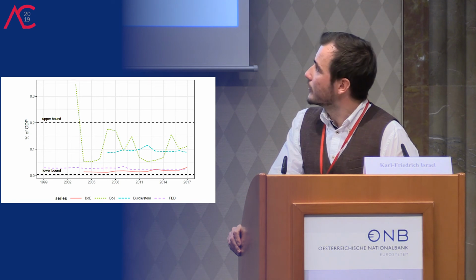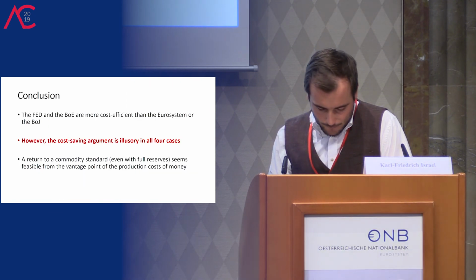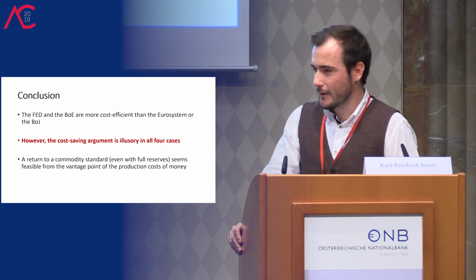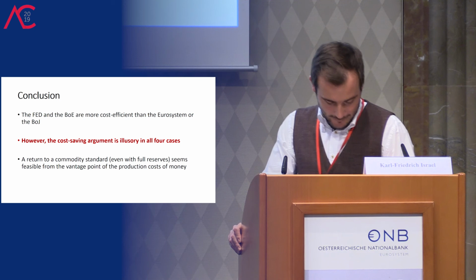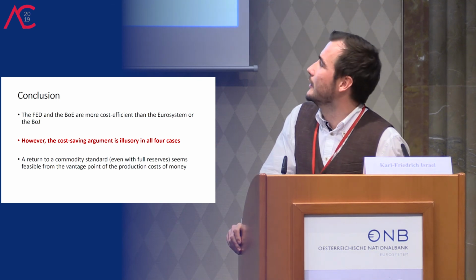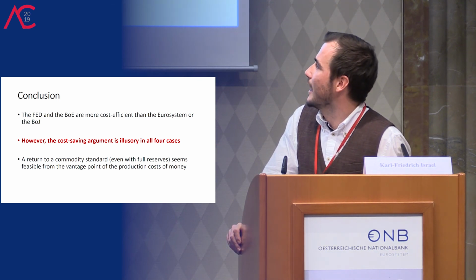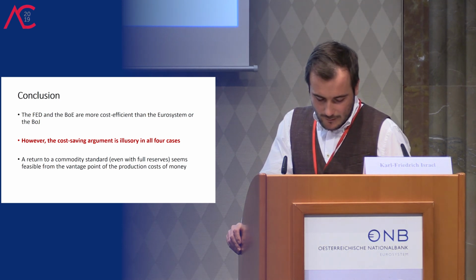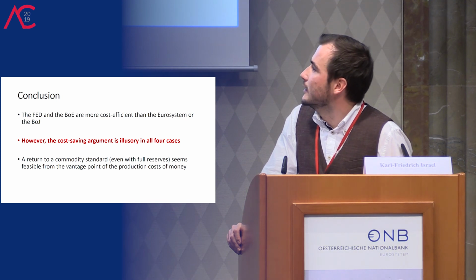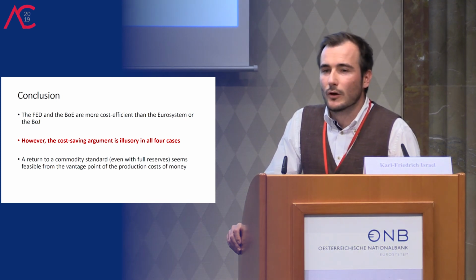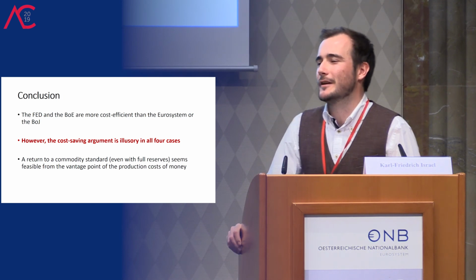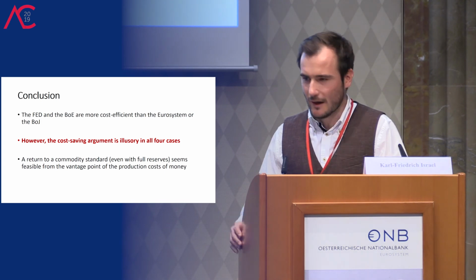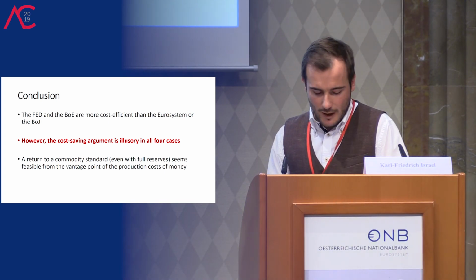Okay, so what do we learn from this little exercise? First of all, we've seen that the Fed and the Bank of England, for some reason, are more cost efficient relative to GDP than the Eurosystem and the Bank of Japan. But in every case, we see that the expected cost savings from a fiat standard and having a modern central banking system are not as high as expected. So the argument is illusory.